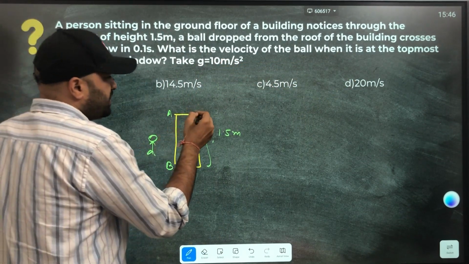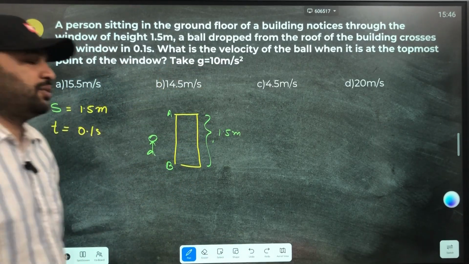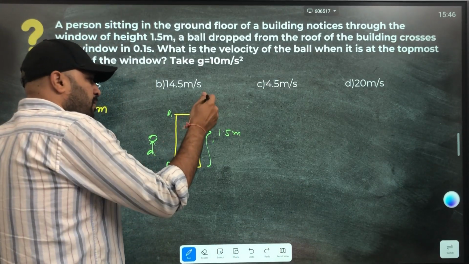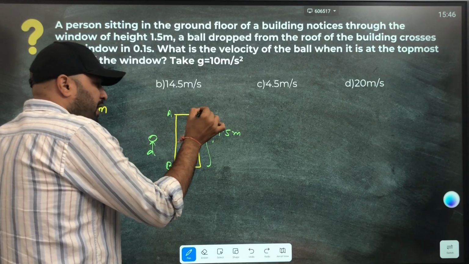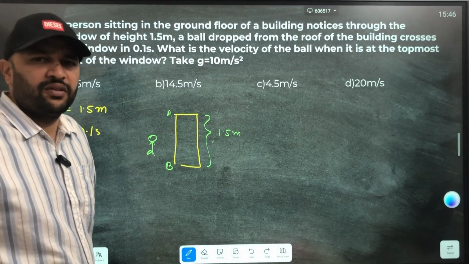Now the question says, what is the velocity of the ball when it was at the topmost point of the window, which is at this point? We have to find what was its velocity, and the question says take g, acceleration due to gravity, as 10 meter per second square, right? So we have to figure out when the ball started its motion at this point, what was its velocity. So basically we are looking for the initial velocity, right?